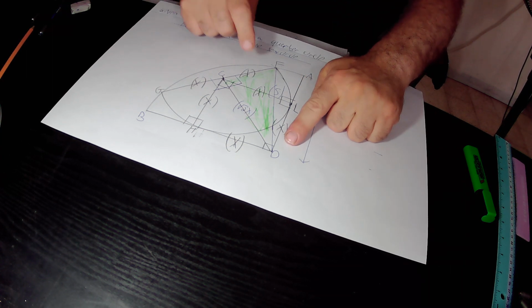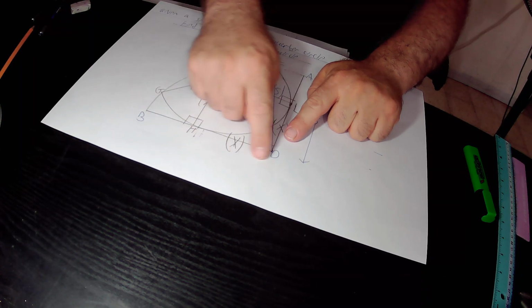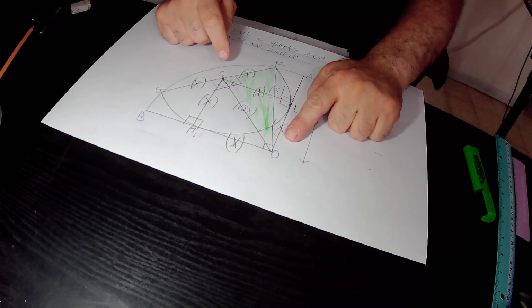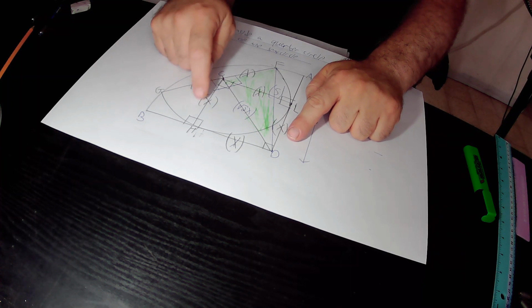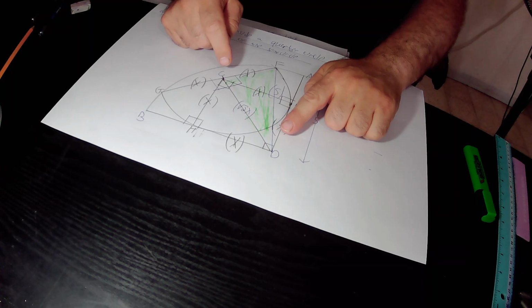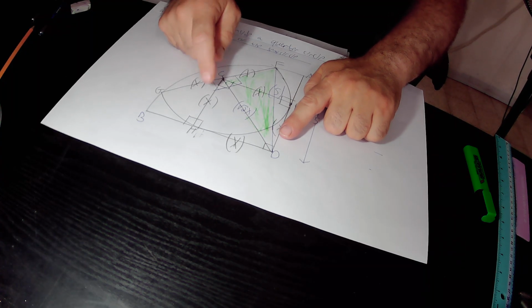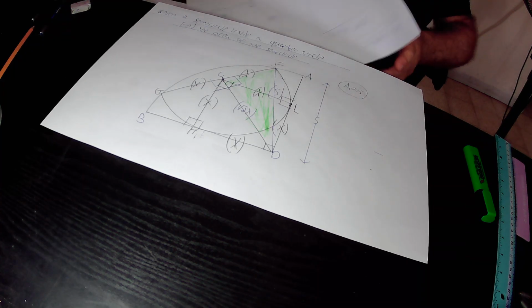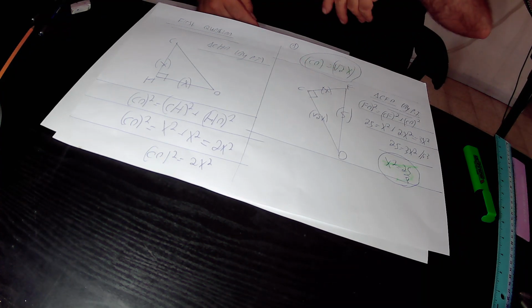In the next step, we join points O and C together by a straight line. By joining points O and C, we get a right-angled triangle, triangle CHO. In the next step, I copy the right-angled triangle, triangle CHO, in a new page, and we implement the Pythagoras theorem on this right-angled triangle, triangle CHO. So this is the right-angled triangle, triangle CHO.